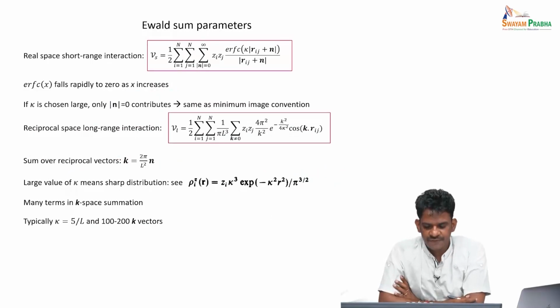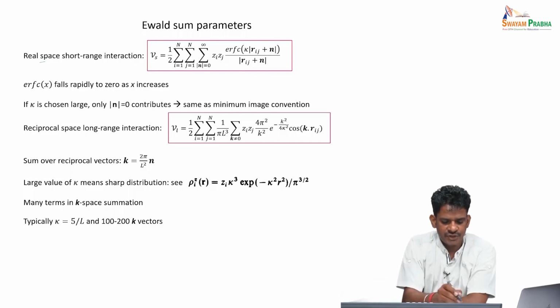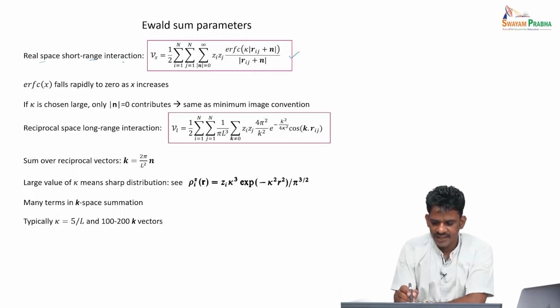The purpose of discussing all these details is that when you apply Ewald summation in your simulations, when you use MD package software, you have to know what are the parameters that we need to control for accurate simulations. So, to see what are the parameters that we need to control, we look at the real space short range interaction, and as I said, this complementary error function falls rapidly to 0 as the argument increases. That means when kappa times r_ij increases, this function will rapidly decrease, much faster than 1 by r would.